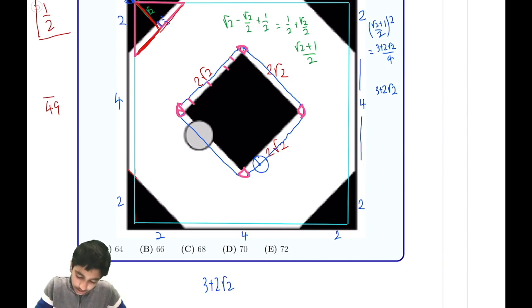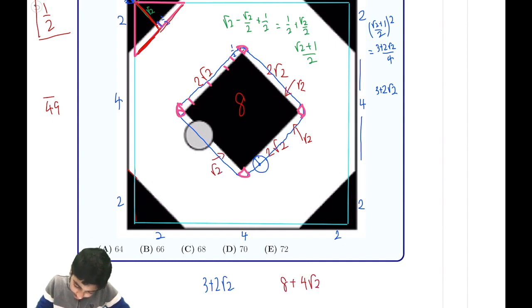What is the area of the square-like region? How can we find it? Simple. We just add up the regions. 2 root 2 squared is simply 8. The area of each of the four rectangles is simply 2 root 2 times 1 half, which is root 2. So each is root 2, and that's 4 root 2s. Overall, the area is 8 plus 4 root 2.